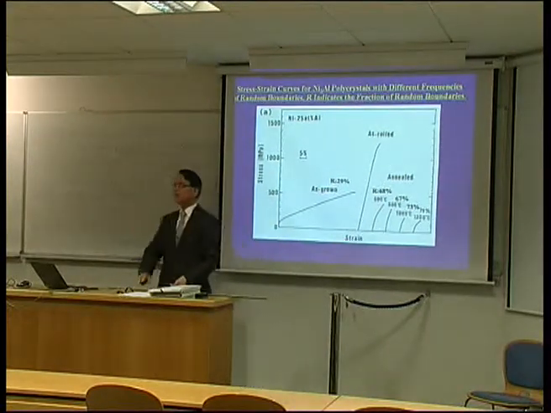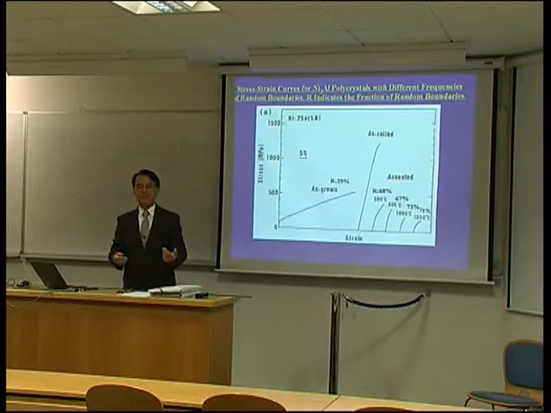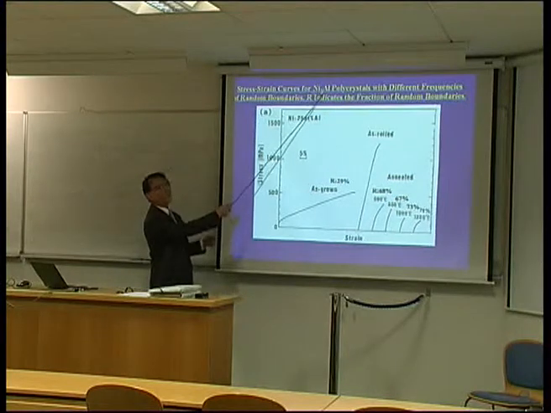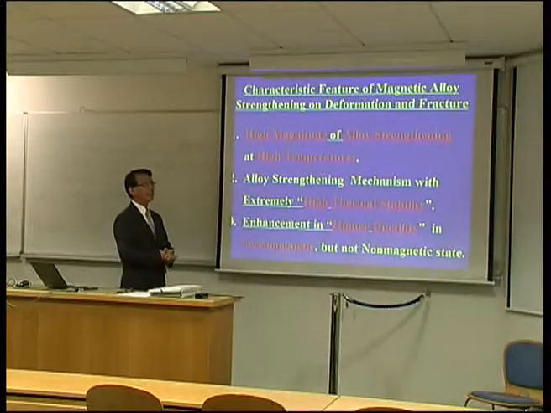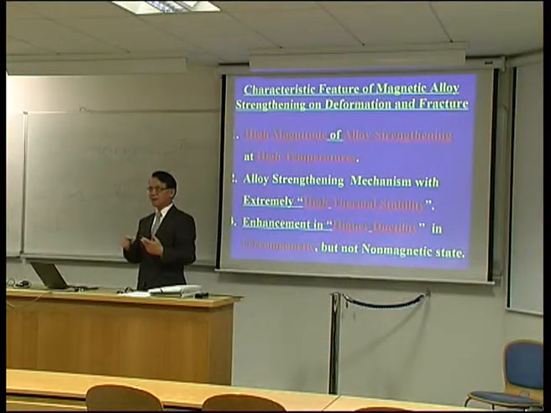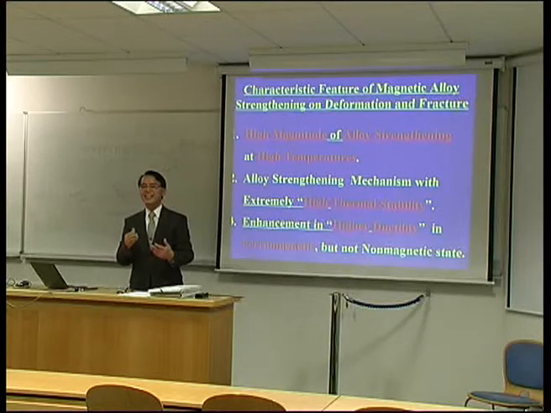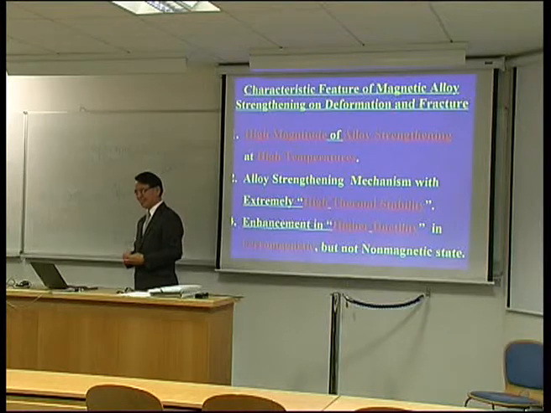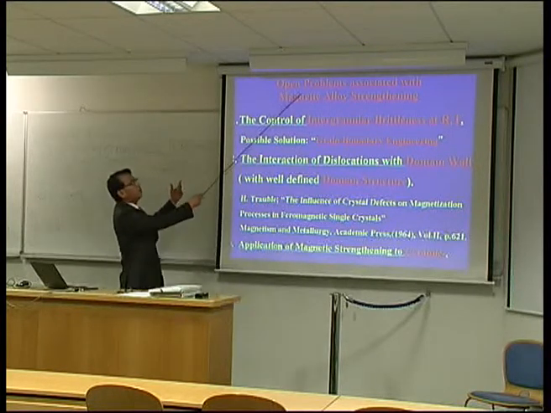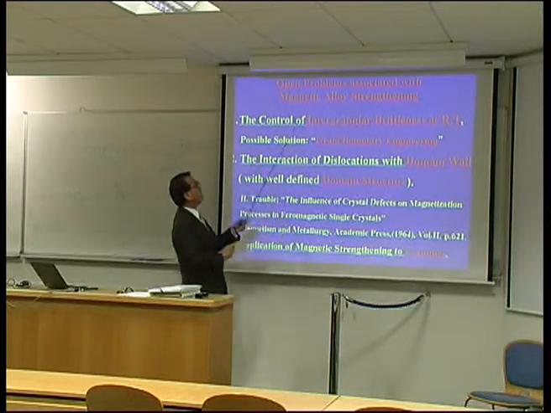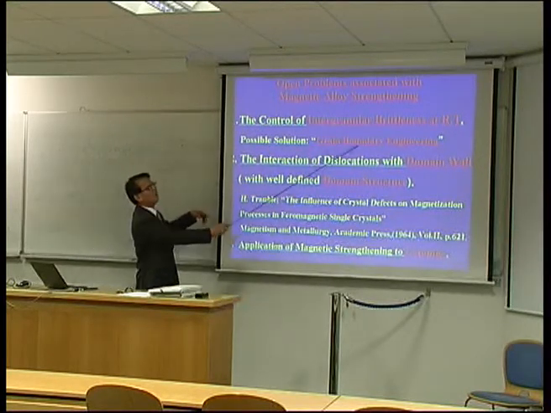So definitely by controlling boundary characteristics or reducing weak boundaries, we can toughen or ductilize even the nickel aluminide. There is a possibility, I think. We don't have evidence yet, but anyway, in the case of magnetic alloy strengthening alloys, maybe we can improve even the room temperature ductility by grain boundary engineering. So this is one of the open questions, but there are several open problems for the alloys associated with magnetic alloy strengthening. We have to study it. Of course, as I mentioned, this can be achieved by grain boundary engineering.